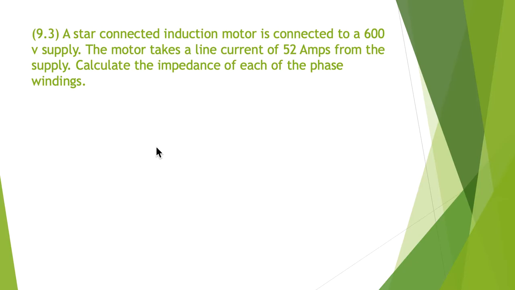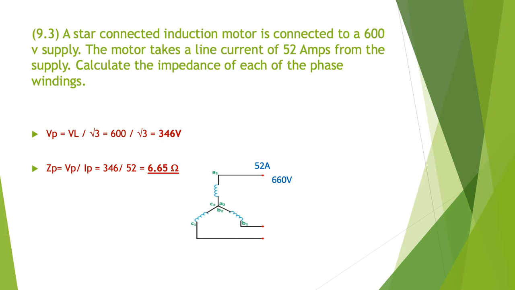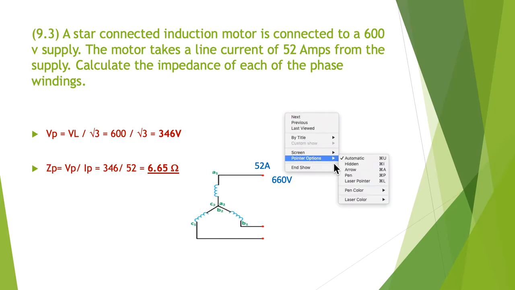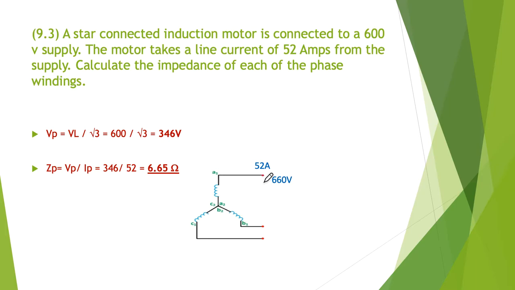Moving on to number 3, 9.3. A star-connected induction motor is connected to a 600 volt supply. The motor takes a line current of 52 amps from the supply. Calculate the impedance of each phase. So this one's going to be a bit of a two-step process. So again, draw the circuit diagram and put on it the information that we've got. So we've got 52 amps and we've got 600 volts, and that's volts line.